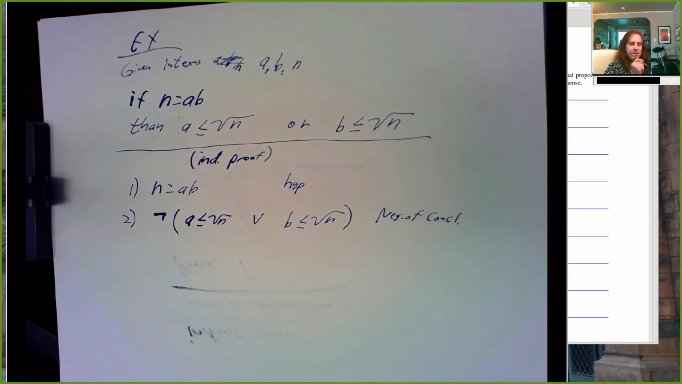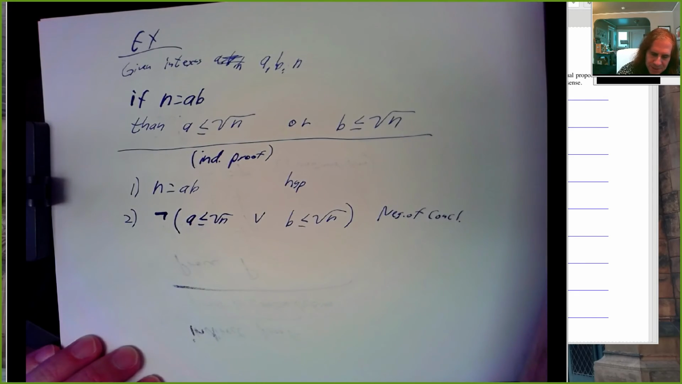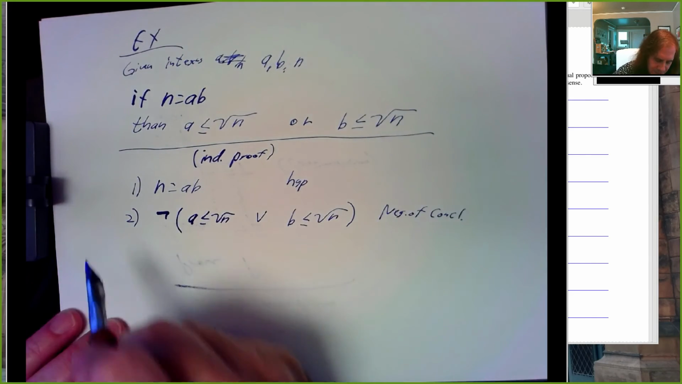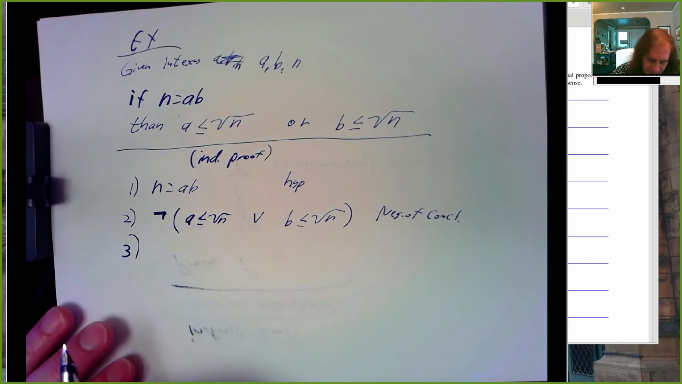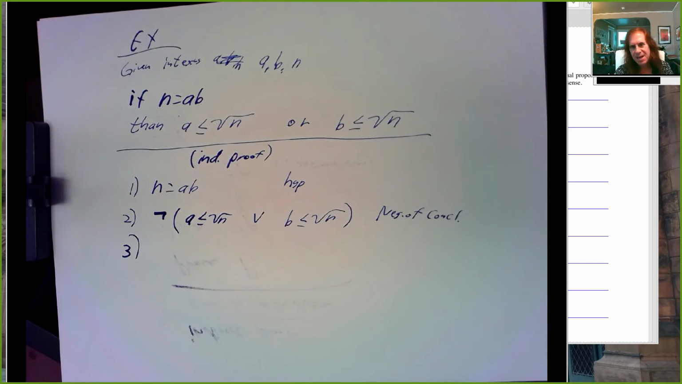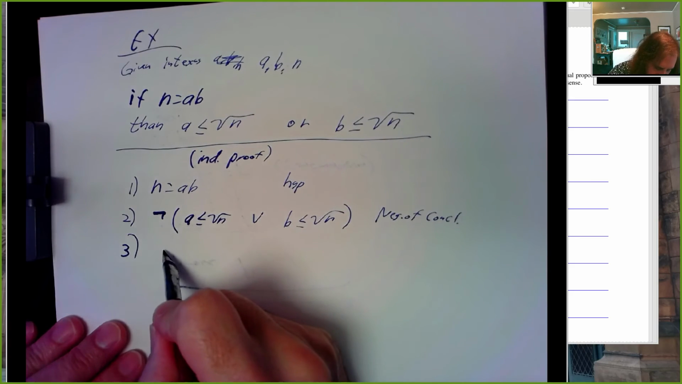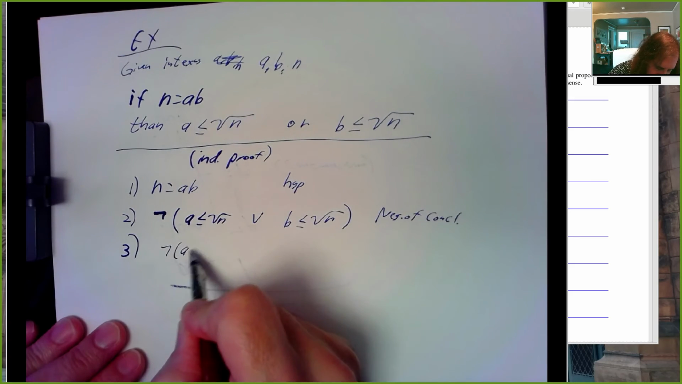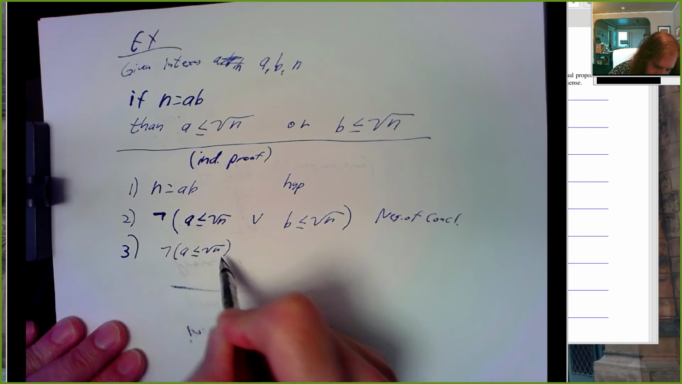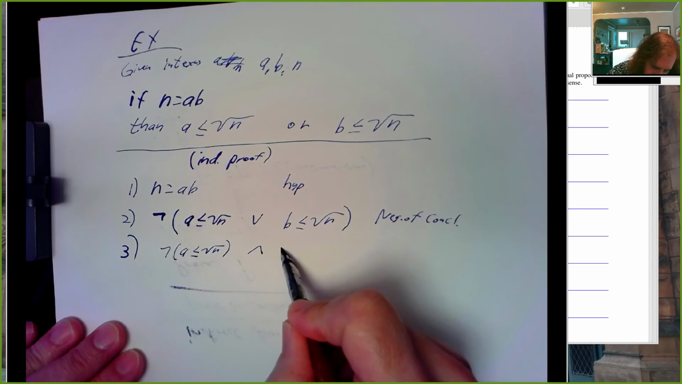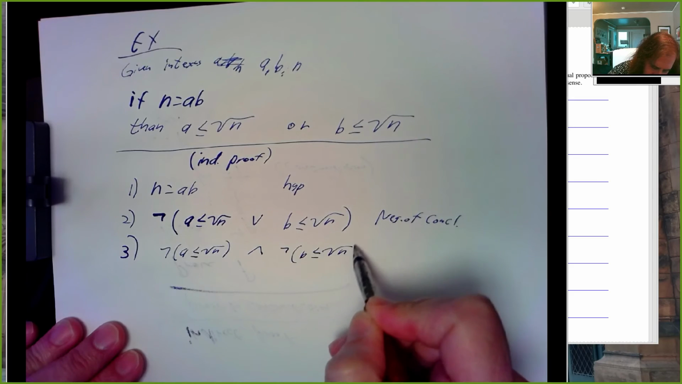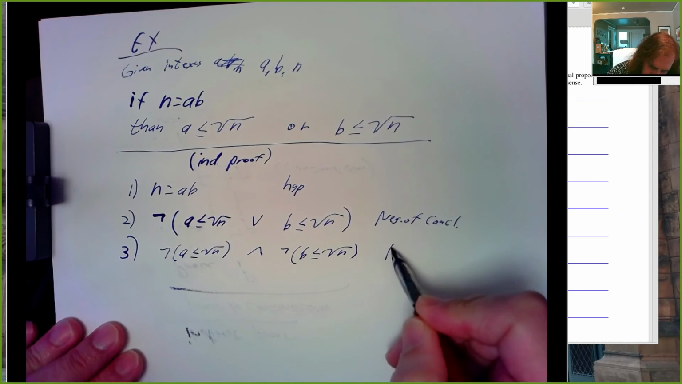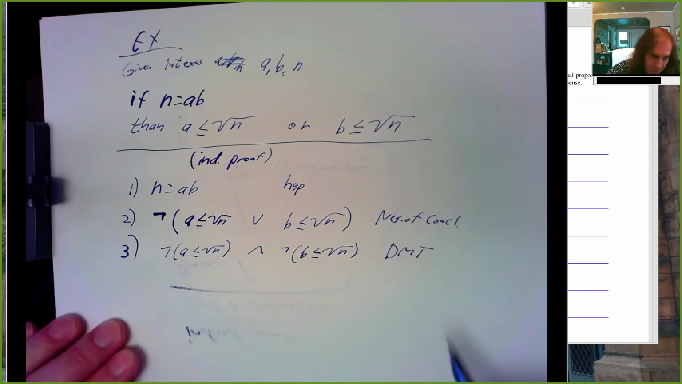All right, I'm going to use De Morgan's law here. And this is a case where De Morgan's comes into play in real life. The negation of a or b is the negation of a ANDed with the negation of b. So we have the negation of a is less than or equal to square root of n, and we have the negation of b is less than or equal to square root of n. So that's De Morgan's theorem.